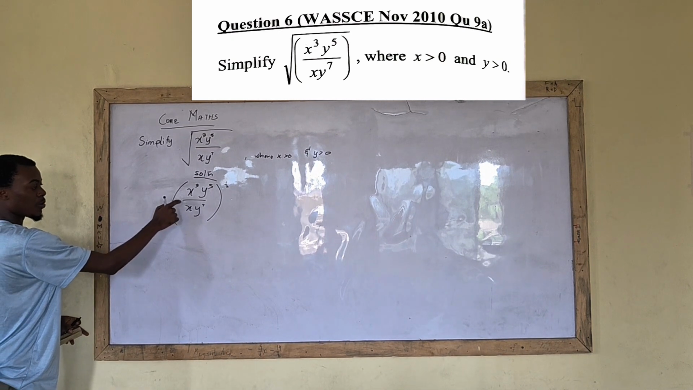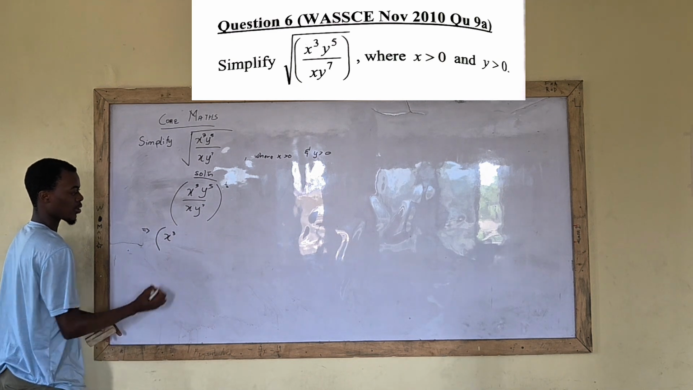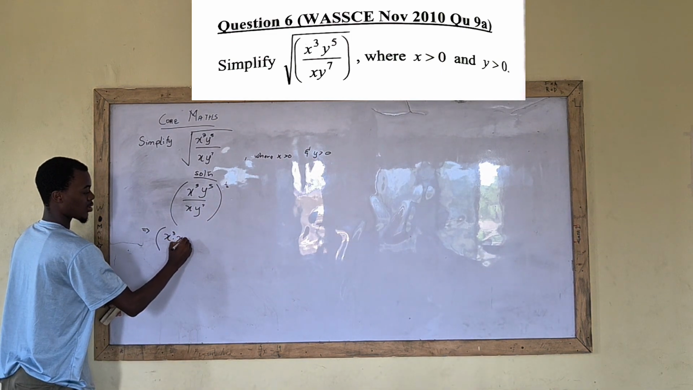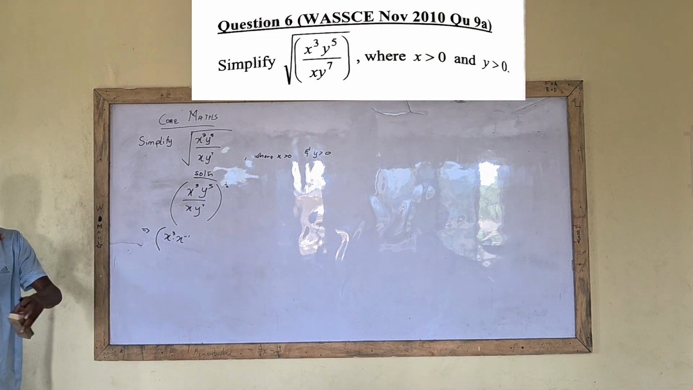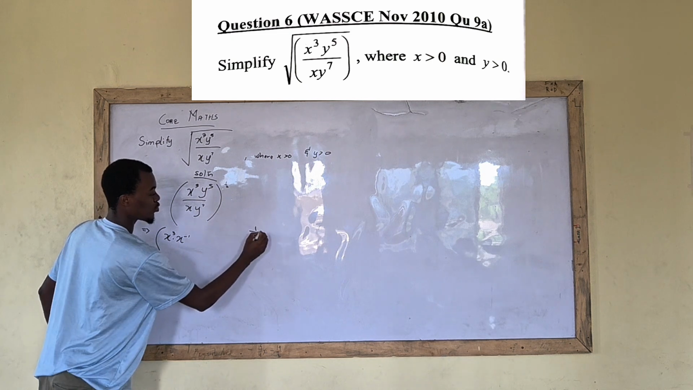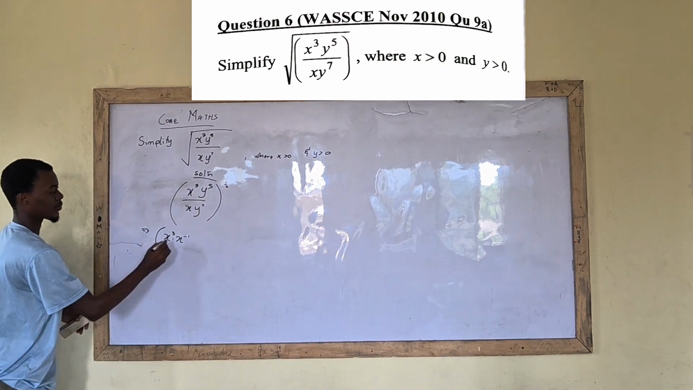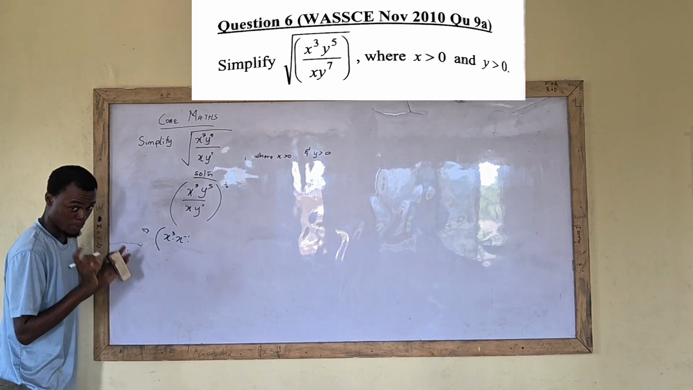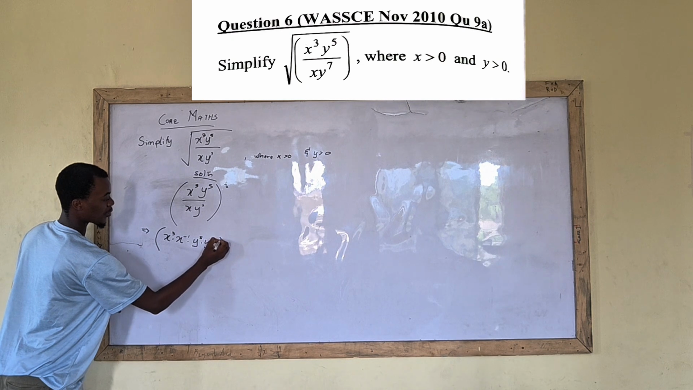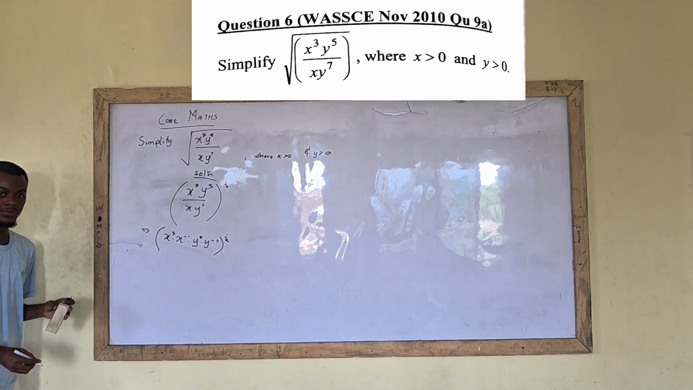Okay, so now watch. Use the quotient rule of indices. You can write x exponent 3 minus 1, since this one is 1. Quotient rule. Or even the fractional index, as I said, if it is something like 1 over 2, it's the same approach. And also here, y exponent 5 minus 7, the same approach. Minus 7, okay.